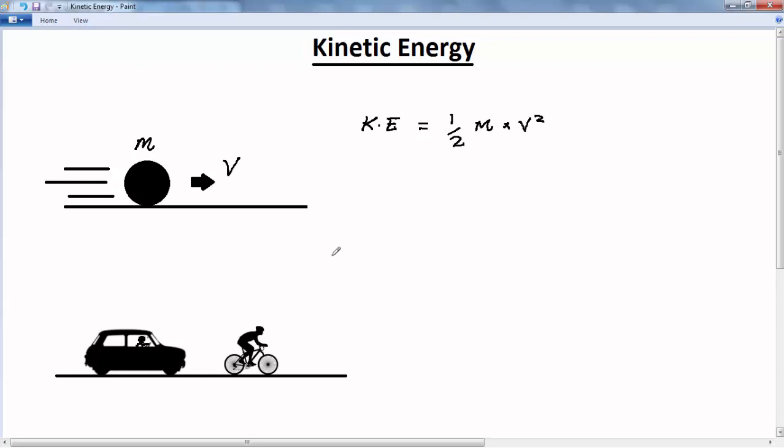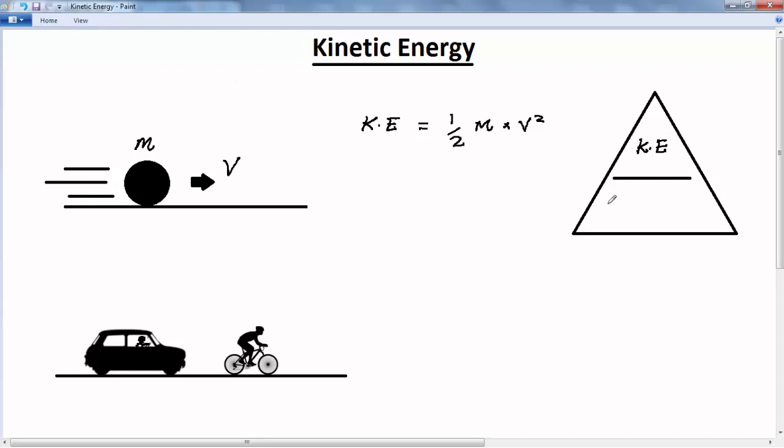So in kinetic energy calculations, we can also employ one of those calculation triangles. There we go, we can write the kinetic energy at the top, and then we'll write the division bar and a half times m times v squared at the bottom.